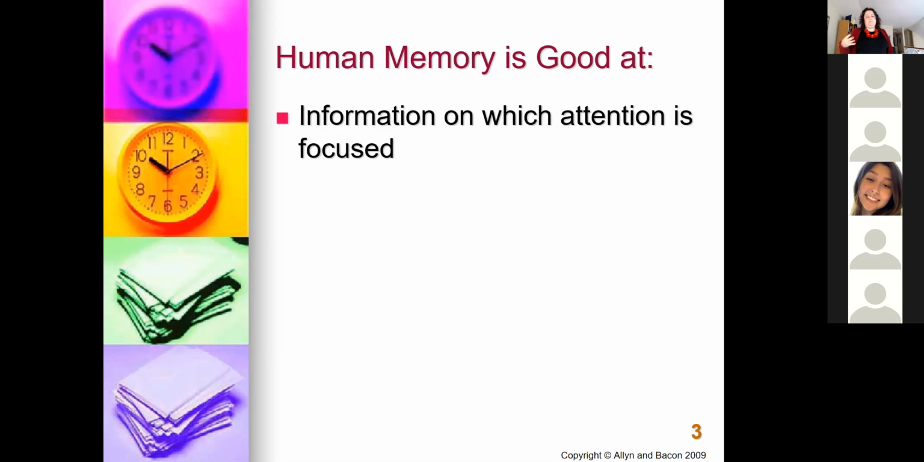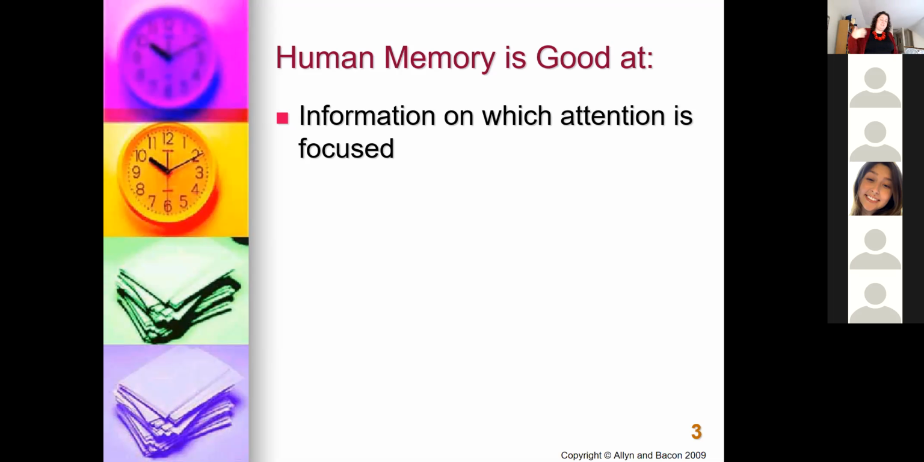These are the things that human memory is good at. So we're good at remembering stuff we're paying attention to. And this seems sort of, is that something that should be obvious? But it's not to most people.